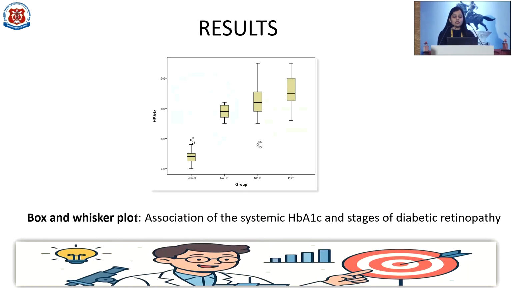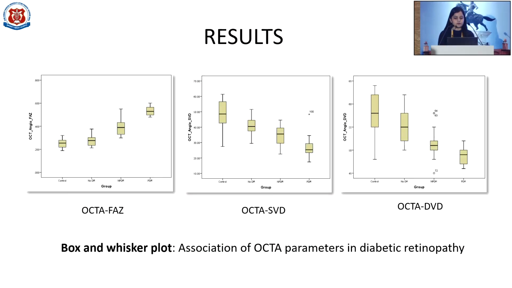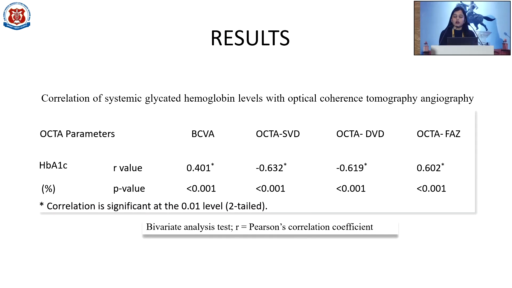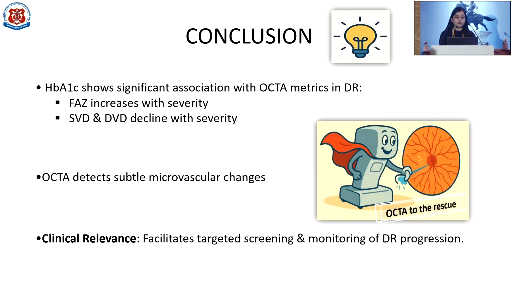We can see in this box and whisker plot that with the rising systemic HbA1c levels, the stages rise with the severity of the disease. Here also we can see that the foveal avascular zone is rising with the severity of the disease, whereas the vessel density is decreasing as the severity of the disease increases. On bivariate analysis, we see that the R values show a positive correlation with the foveal avascular zone with the rising disease severity, and a negative correlation with the vessel density.